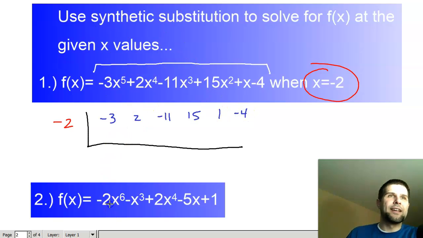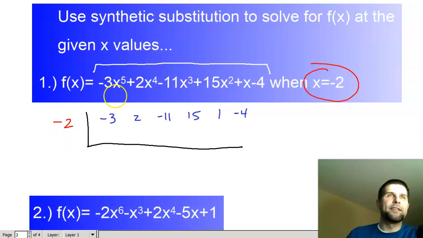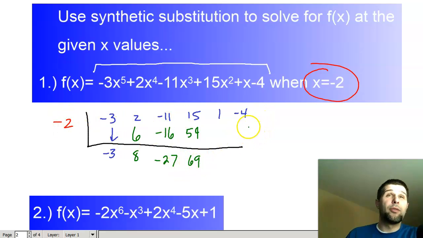If you remember synthetic substitution, we're going to take the first term and just bring it down. So we got -3 there. And then we're going to continue to multiply and add, multiply, add, multiply, add, all the way through. So if we do this, we're going to get -2 times -3, 6. This gives us 8. This goes to -16 now when we multiply this times this. So this will give us -27. We multiply -2 times -27. That'll be +54. So we add that up and get 69. And then we have -2 times 69.